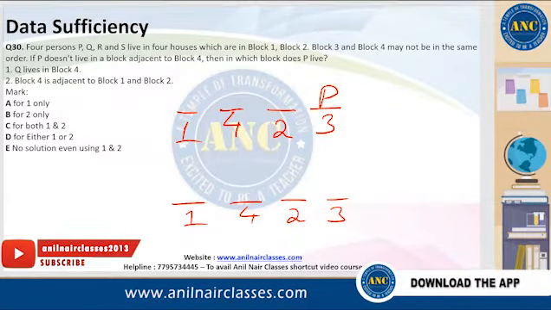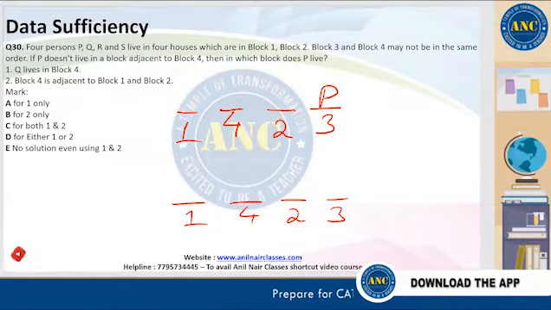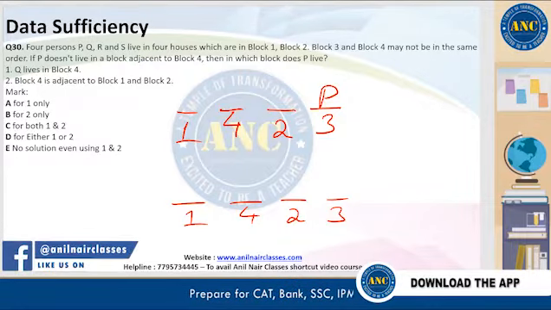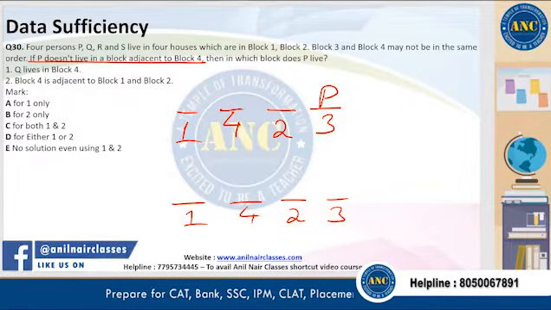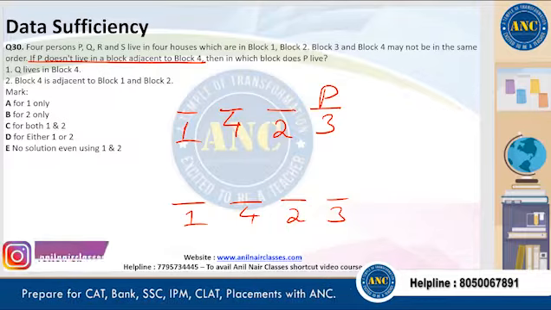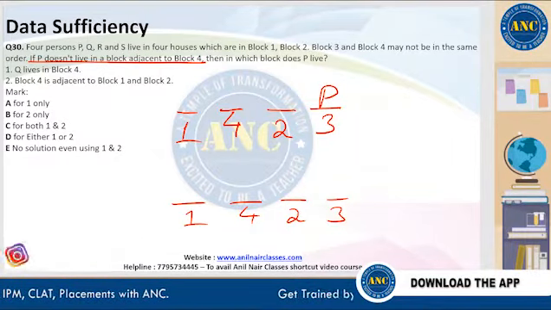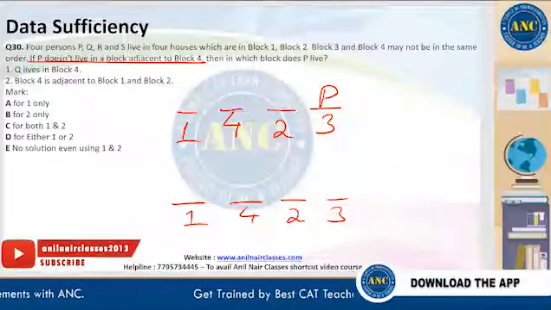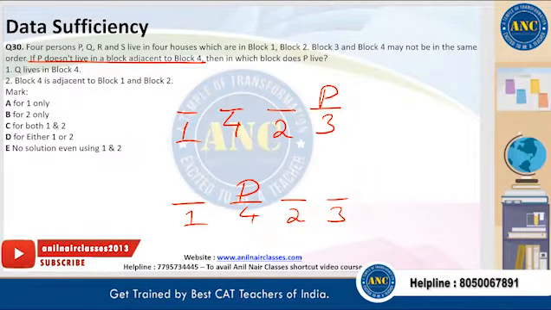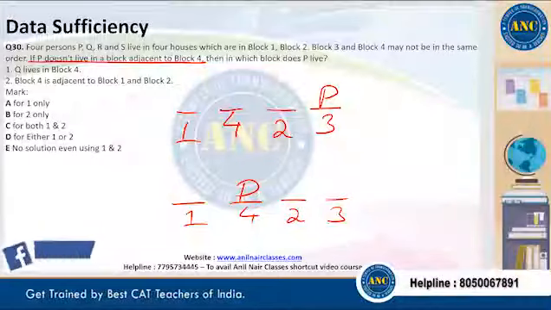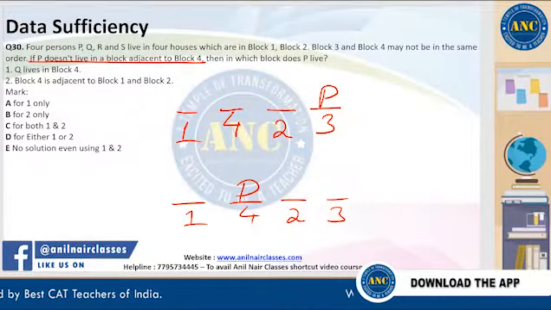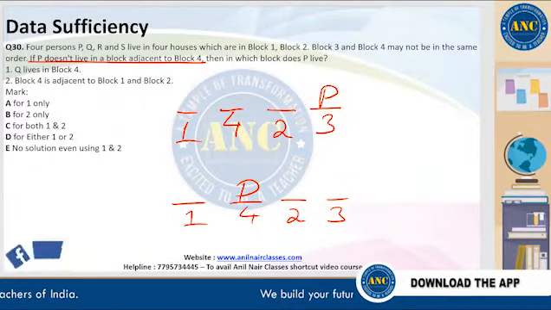Isn't that cool? That's cool if we understand that P does not live in a block adjacent. Guys, P does not live in a block adjacent to block 4, right? There is no statement which says P cannot live in block 4. P can definitely live in block 4 as well. That means there are two possibilities here for us. One, P living in block 3, and second, P living in block 4.